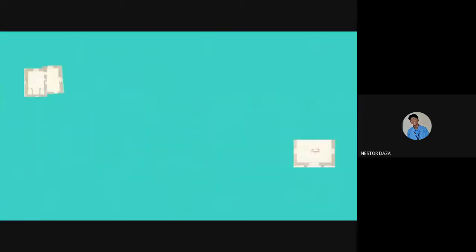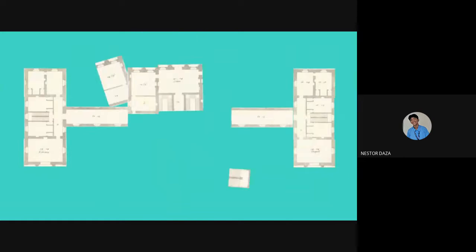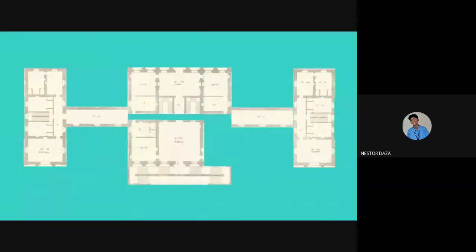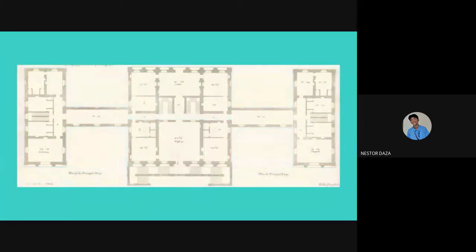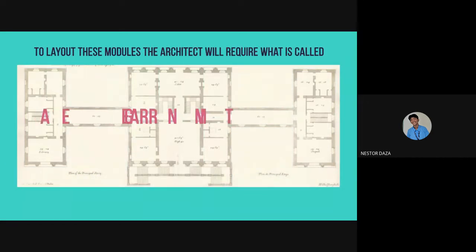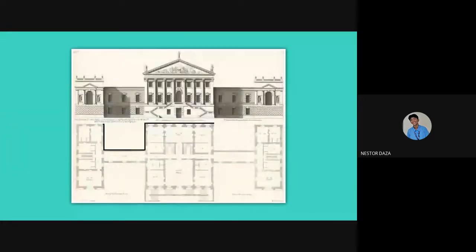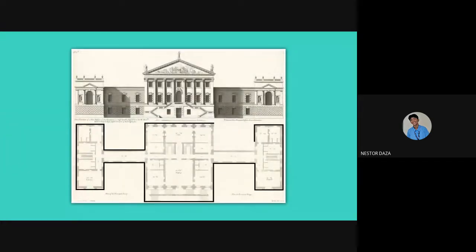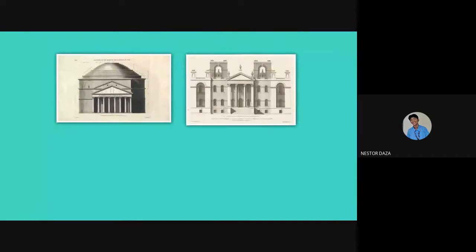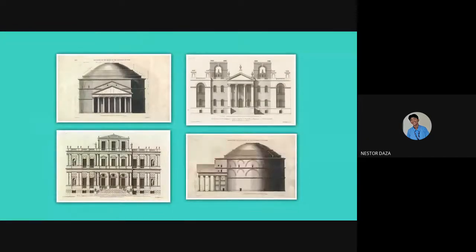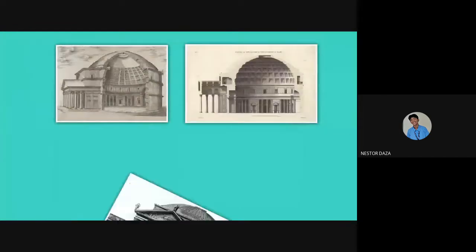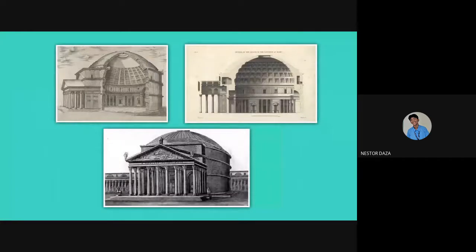He considered that a building is made out of small parts or modules, where the selection of these modules will give the building order and proper form. To lay out these modules, the architect will require what is called arrangement, or the process of laying out the ground plane, which is the outlines for the surfaces of the building. The elevation, to draw pictures of the building facades in detail. And perspective, for sketching the front of the building while projecting the sides into the background.